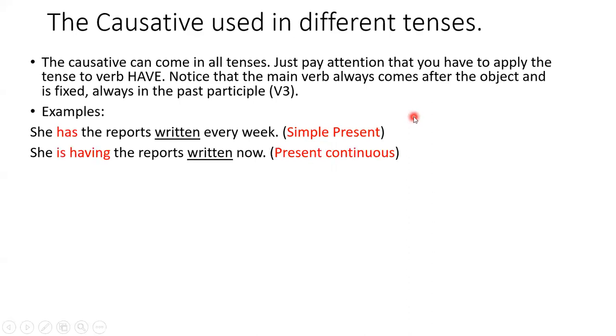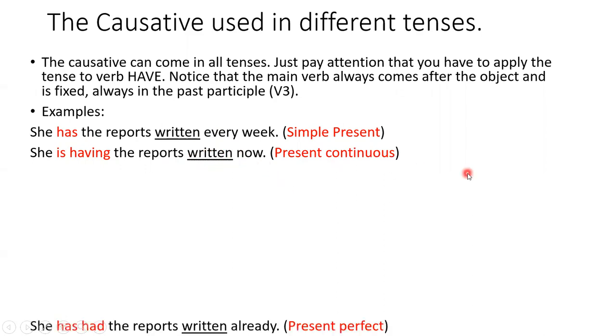Let's move on. She is having the reports written now. Notice here, the verb have came in the present continuous, is plus ing, is having. So this is a present continuous causative sentence. Again, notice that the main verb comes after the object and it is always fixed. It's always in verb 3, in the form of verb 3.